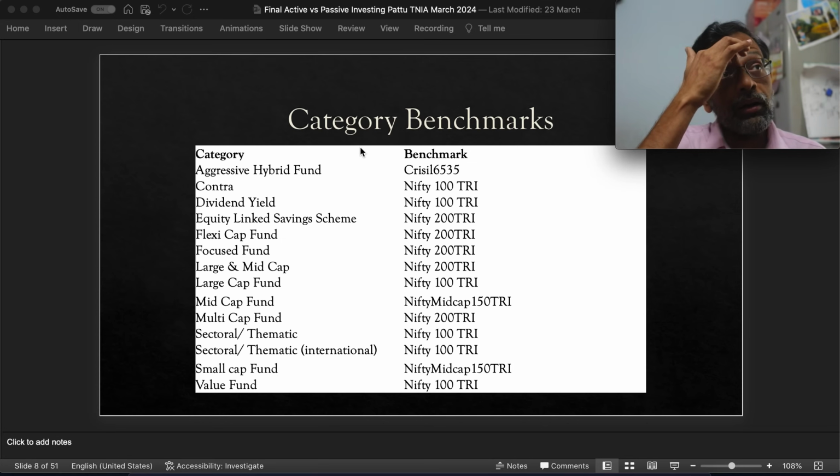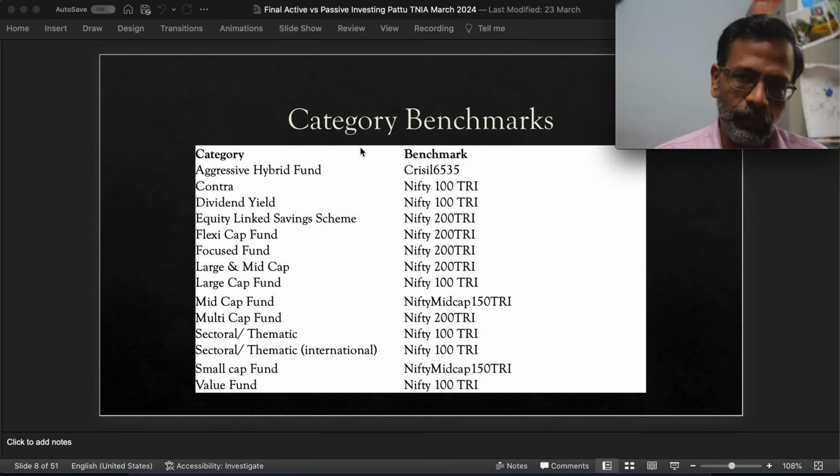So we're going to analyze active funds and compare them with category benchmarks. These are the category benchmarks we use in our monthly fund screeners. You can pause and take a look, and I'll explain some of these down the line.